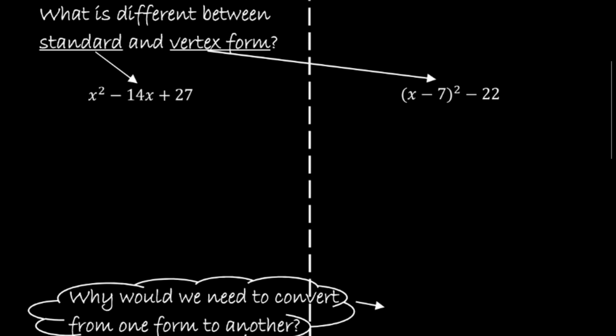Graph it. So why do you think I could possibly ask you to take a standard form equation and convert it into vertex? Why would I do that? So you can graph it. So you can figure out what the transformations are, right?